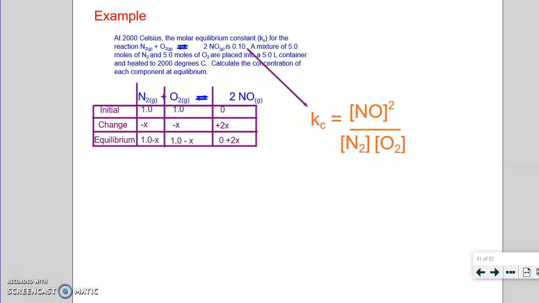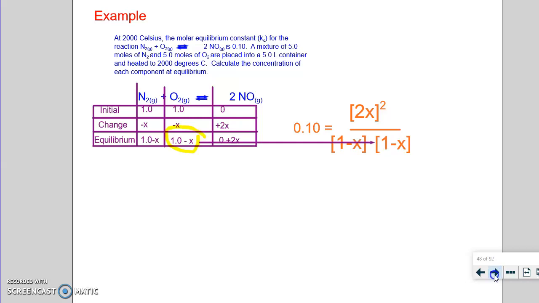So here's our K expression, and we can start plugging in the numbers we know. The first number we know, the K value, is 0.1, so we can go ahead and plug that in. We know the NO value at equilibrium is going to be 2x. We're going to plug that 2x in, keep the squared. Then the nitrogen, we're going to substitute 1 minus x there. And for the oxygen, we're going to substitute 1 minus x there. And now you see that we have an equation with one unknown that's solvable.